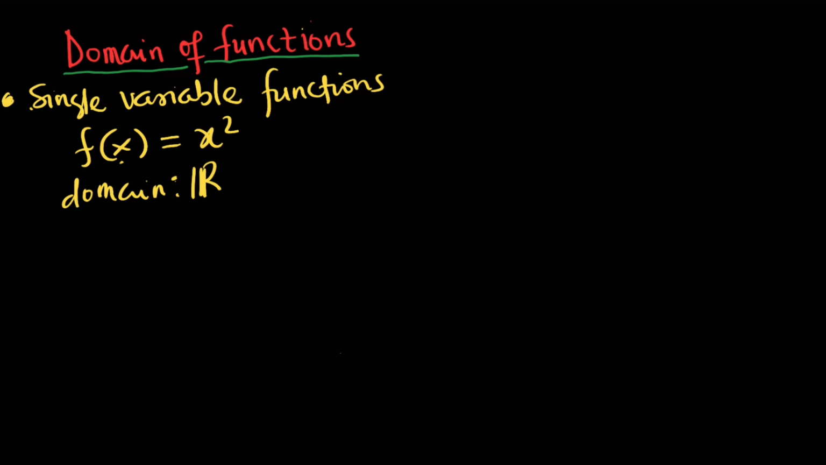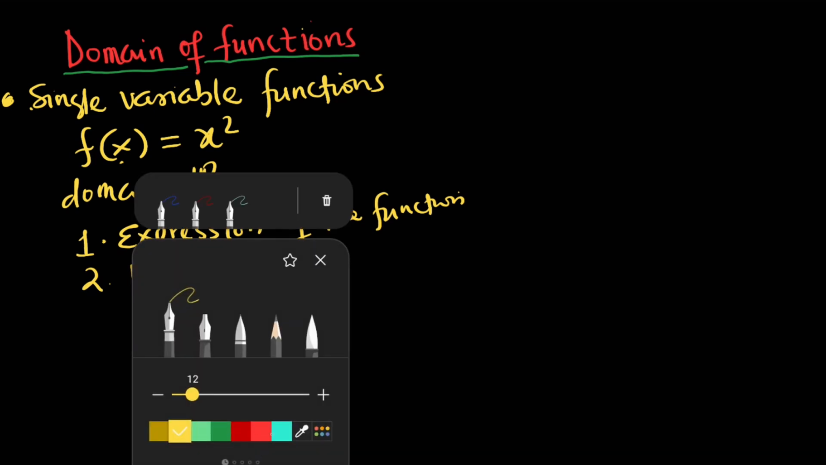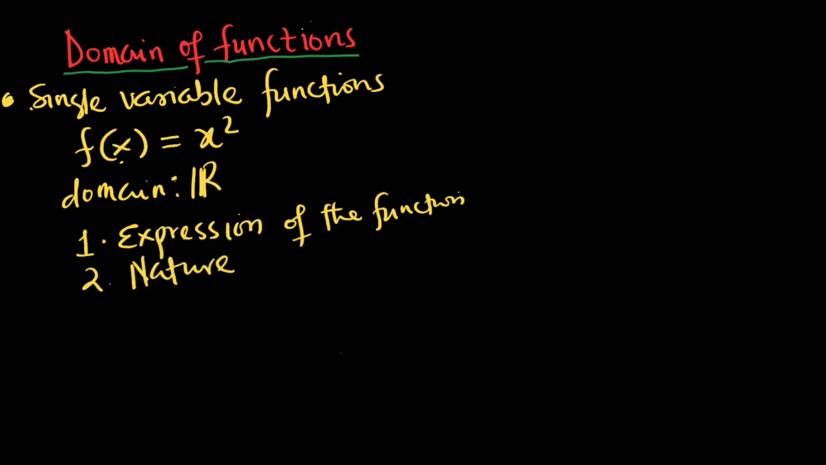So essentially, we have two factors that can influence the domain. Factor number one is the expression of the function. Factor number two is the nature of the function. I will go on to explain what I mean. When I talk of the expression of the function, I'm basically referring to the algebraic expression that is used to calculate the functional value.